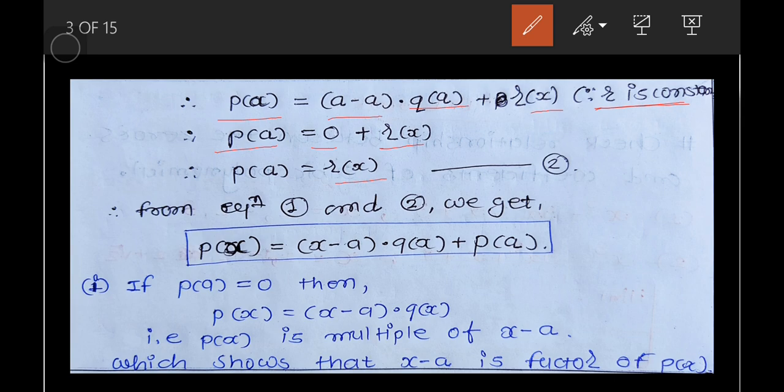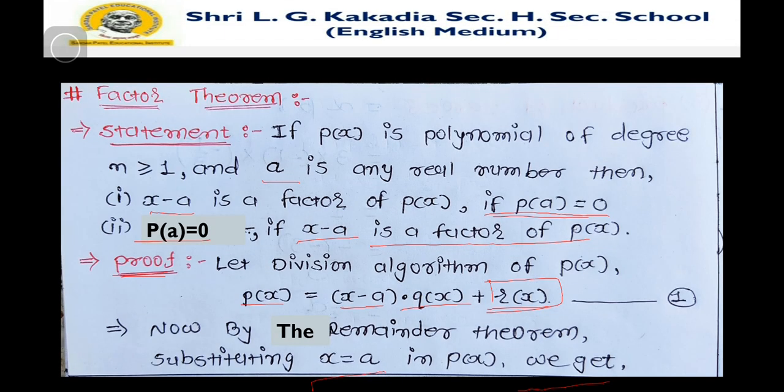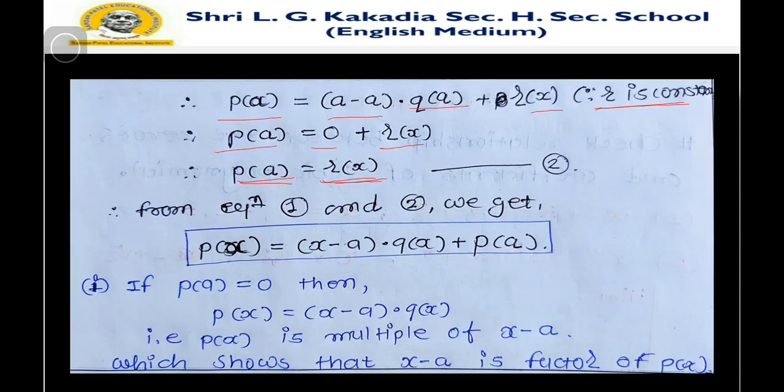So the first equation was p of x is equal to (x minus a) into q of x plus r of x. Now we know that r of x is equal to p of a, as we found here. Now from equation 1, as given here, and from equation number 2 that we have found.